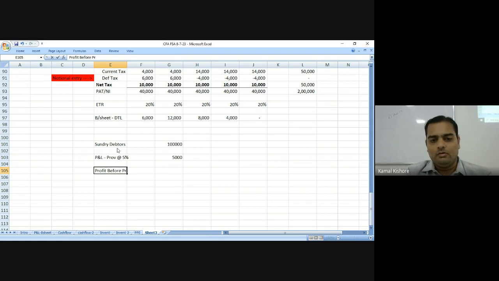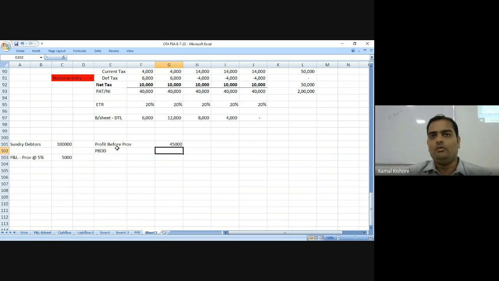Now let us say your profit before provision and tax is around 45,000. Provision for bad and doubtful debts is 5,000. PBT is 40,000. Tax at 20% should be 8,000.